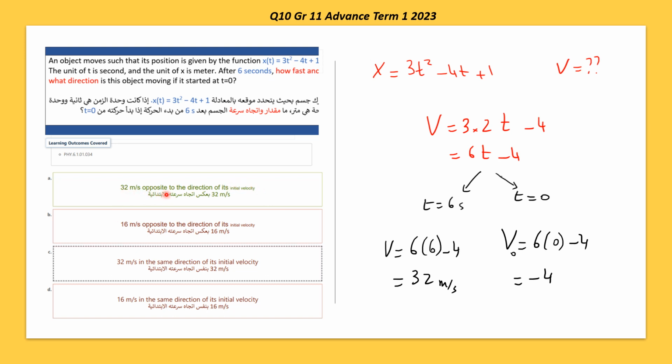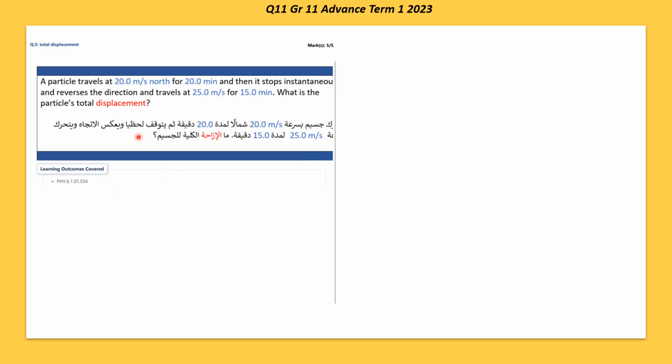Either 32 meter per second opposite the direction of its initial velocity, or with the direction of the initial velocity. So we still need to confirm whether opposite or with the direction of the initial velocity. So how to do that? We calculate the velocity at time equal to 0, and you can see that the velocity is negative. At time of 6 seconds it's positive, so both are opposite to each other, and option A is the correct answer. Here we are with question 11.